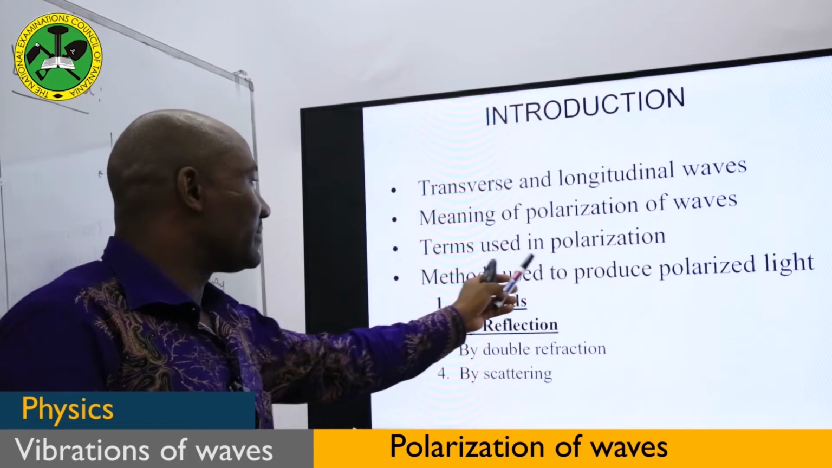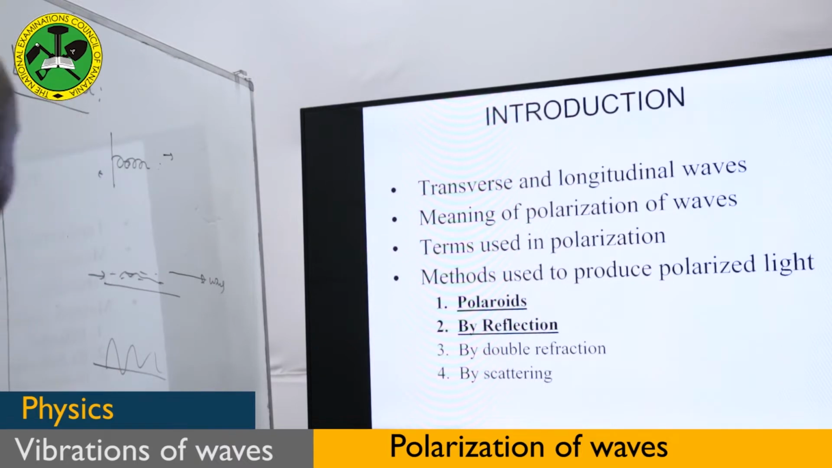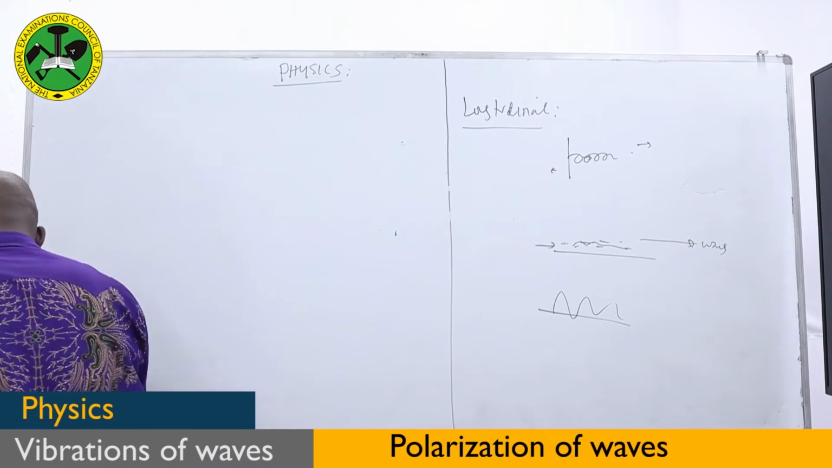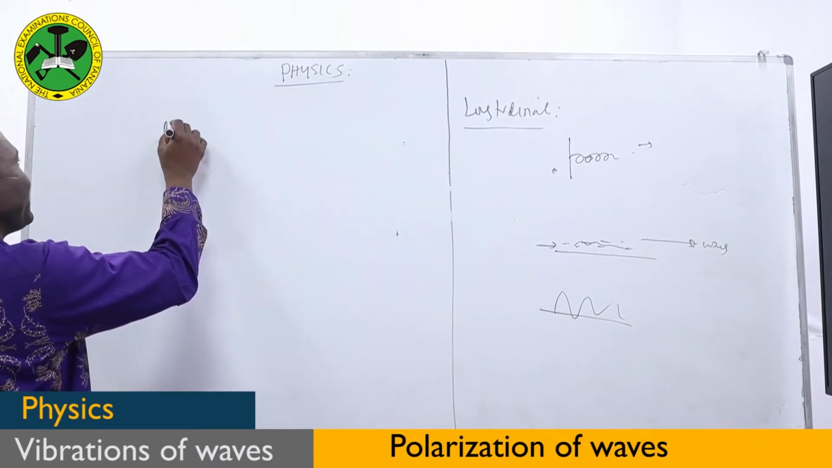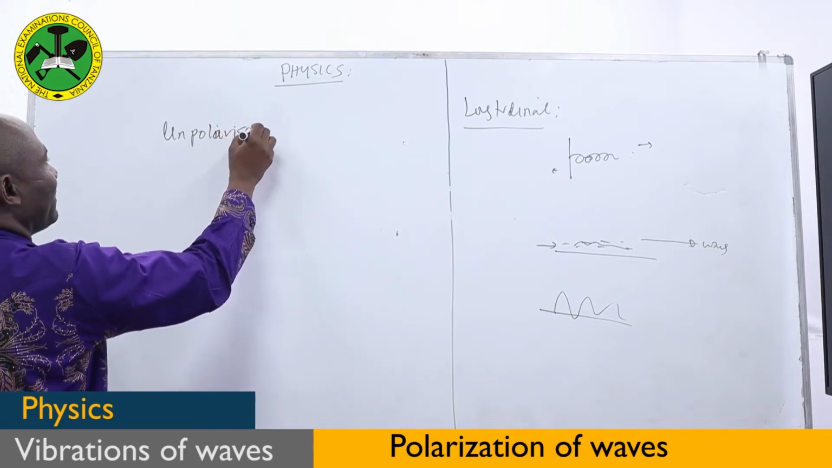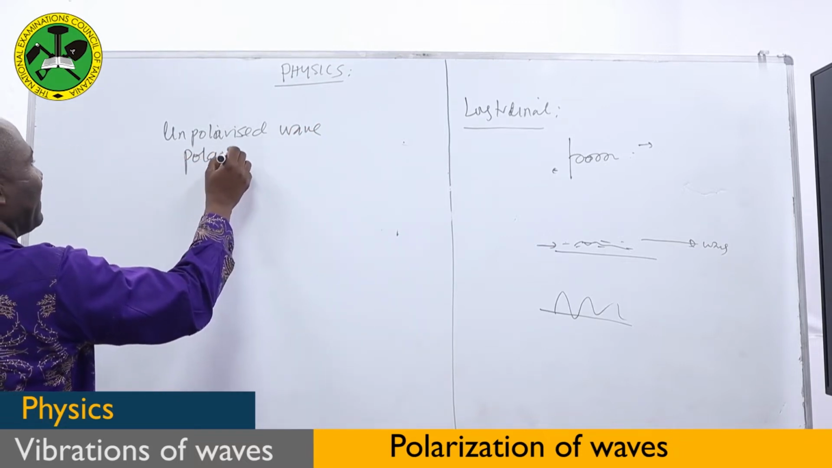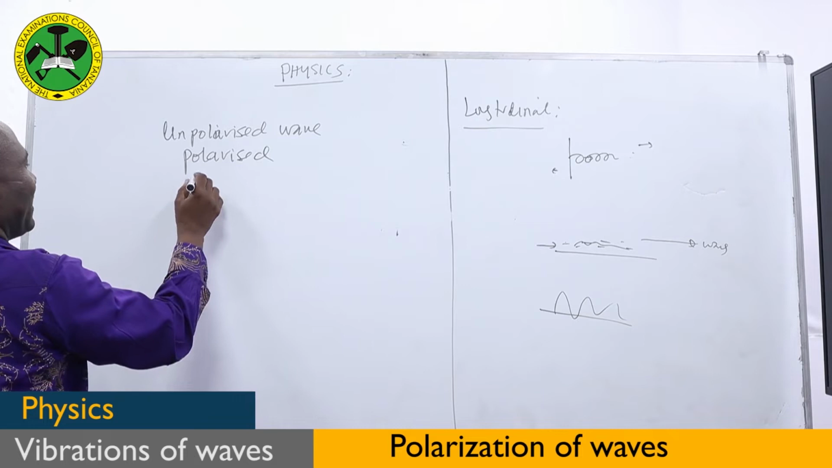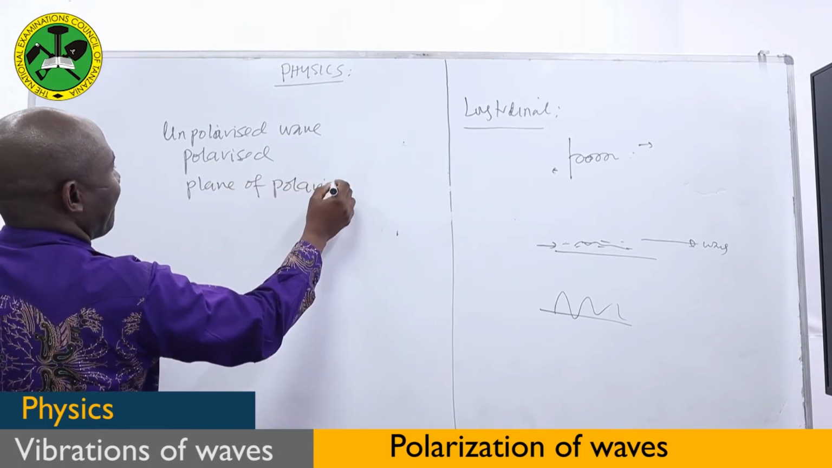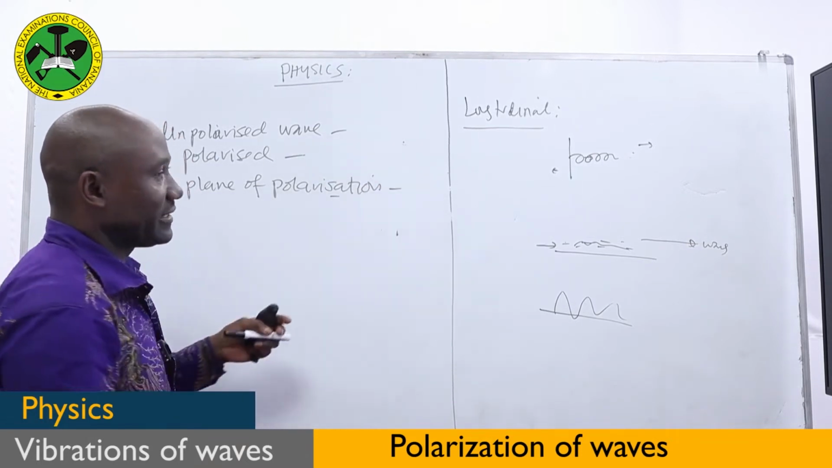And in this talk of polarization, we have terminology that you should know. If you remember, we discussed this before. The terms that should be known here: one is the unpolarized light or waves, then polarized, and then we have the plane of polarization. So now we have British and American spelling.